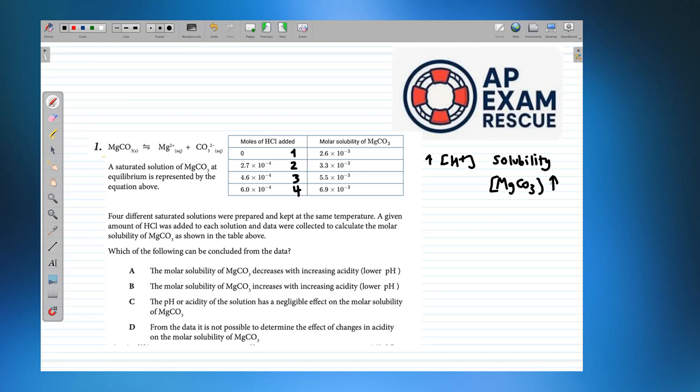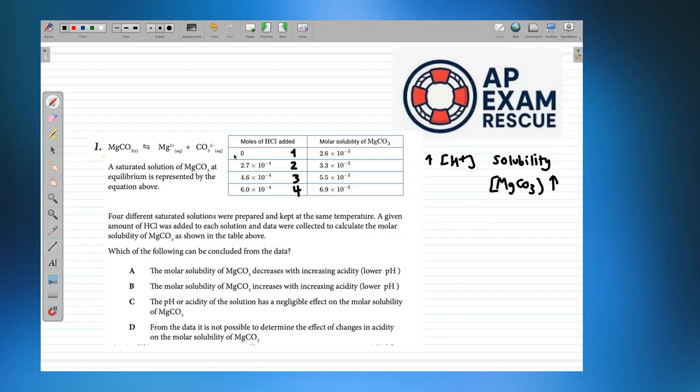Which of the following can be concluded from the data? The molar solubility of magnesium carbonate decreases with increasing acidity. The molar solubility of magnesium carbonate increases with increasing acidity. The pH or the acidity of the solution has negligible effect on the molar solubility of magnesium carbonate. And from the data, it's not possible to determine the effect of changes in acidity on the molar solubility of magnesium carbonate. So what do you think will be the answer of such a question? B? Yes, very good. It's B.